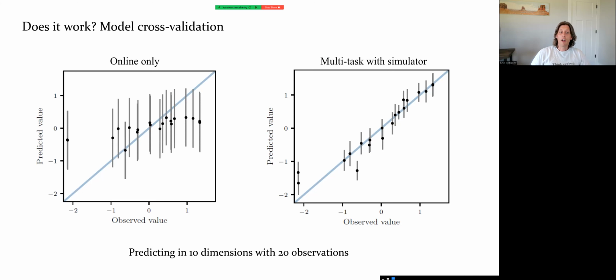If we try to do regular BayesOpt tuning by fitting a single task Gaussian process, the model fit is quite poor, as can be seen in the cross-validation plot on the left. 20 observations is simply not enough to predict in 10 dimensions in this problem. If we take those same 20 online observations and we augment them with 100 biased offline data and combine them with a multitask model, we get excellent model predictions on the online task. The good model predictions lead to good optimization performance, as we show in the paper.